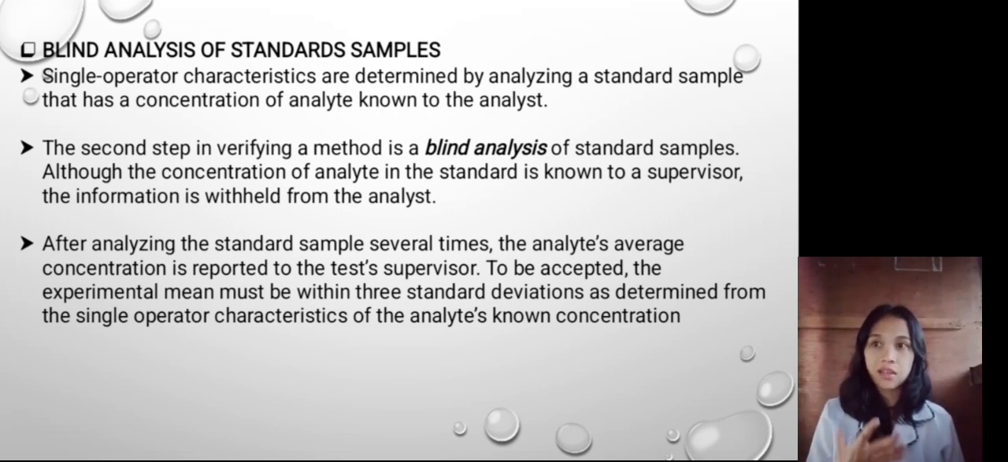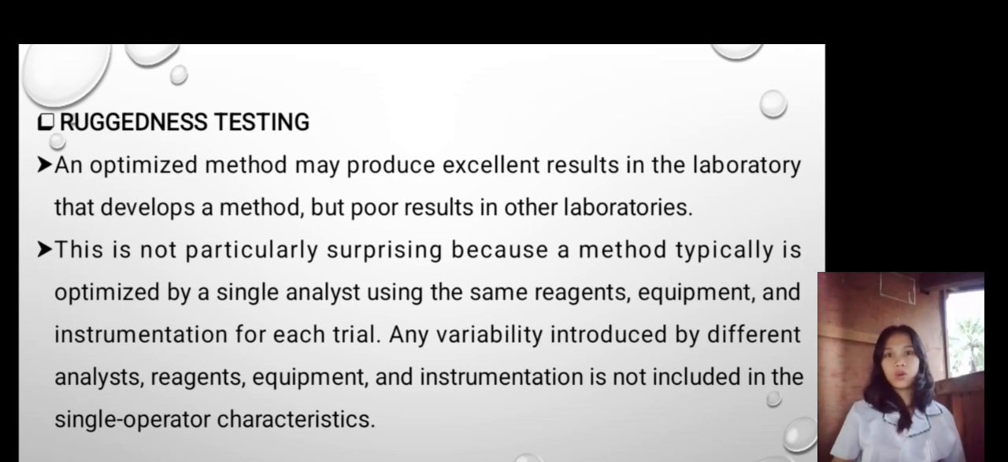To be accepted, the experimental mean must be within 3 standard deviations, as determined from the single operator characteristics, of the analyst's known concentration. So, the third is ruggedness testing.